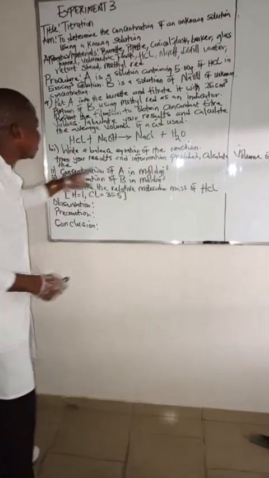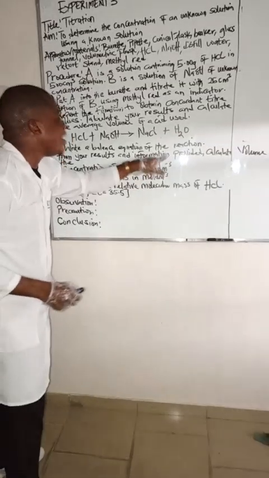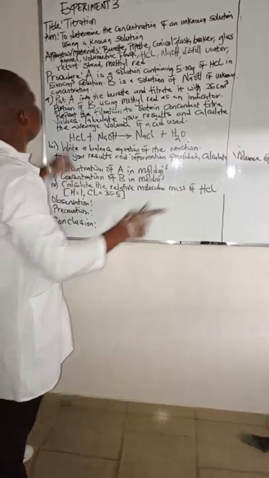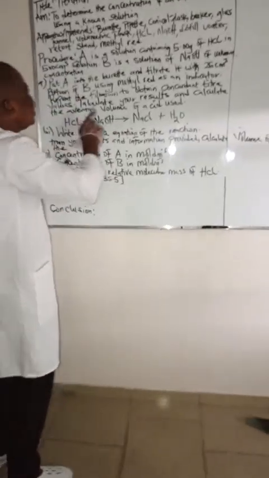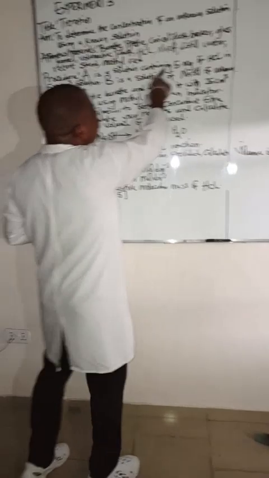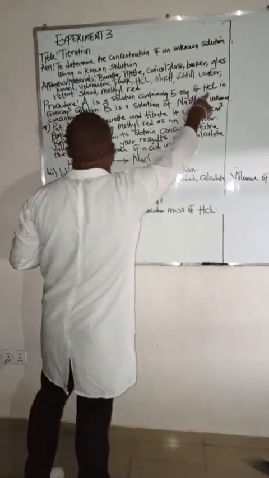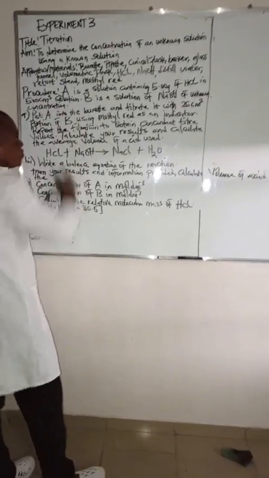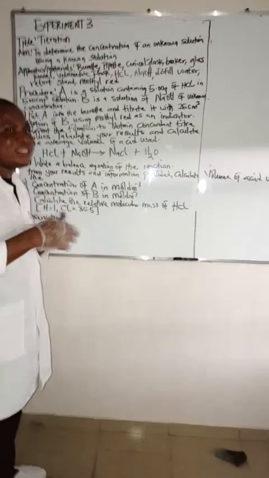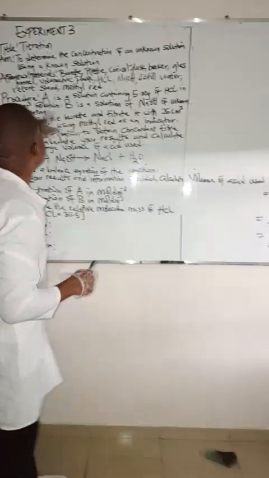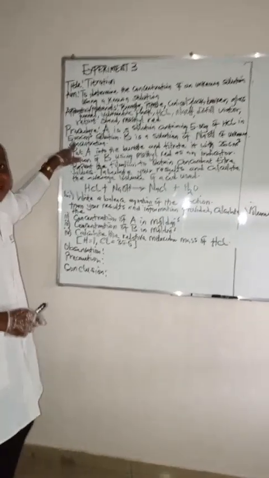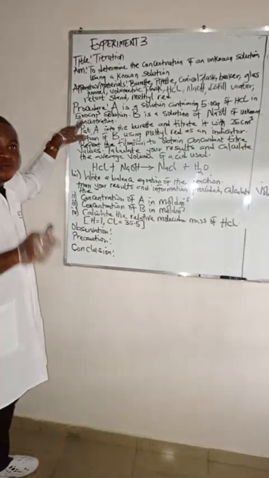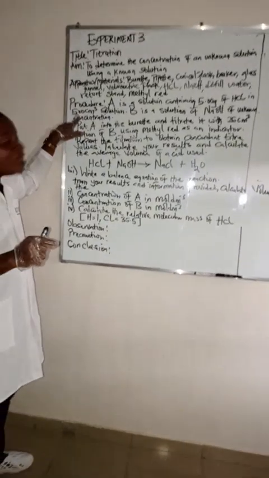Calculate the concentration of A in mole per dm cube. Now you go backward to the procedure. They said A is a solution containing 5.00 gram of HCl in 500 cm cube of solution. Now what I want you to understand is, 500 cm cube is not standard volume. For it to be standard volume, it must be in dm cube.